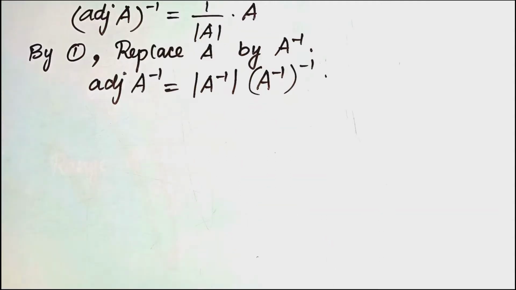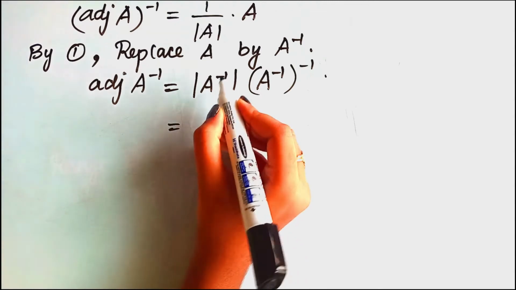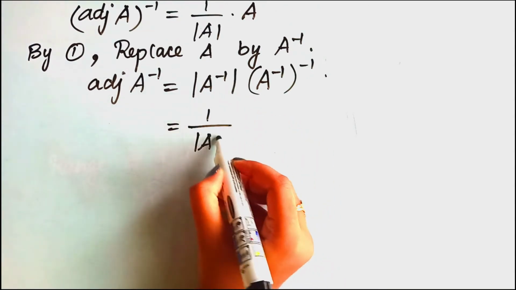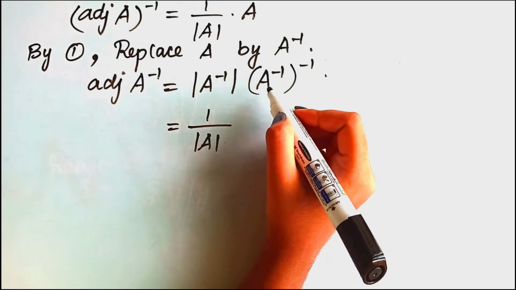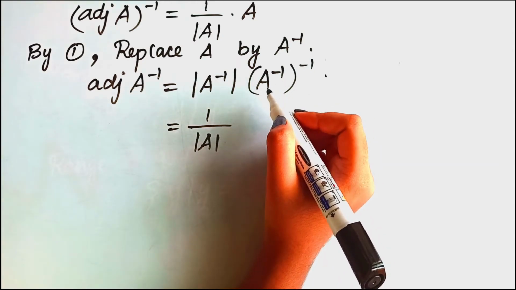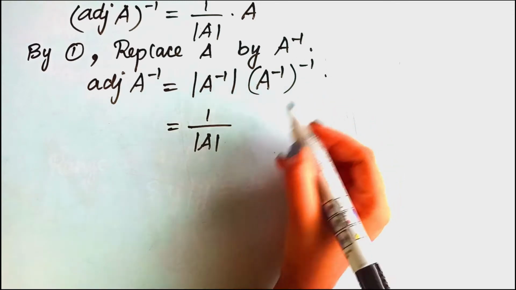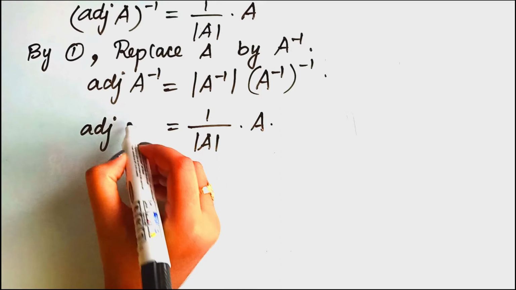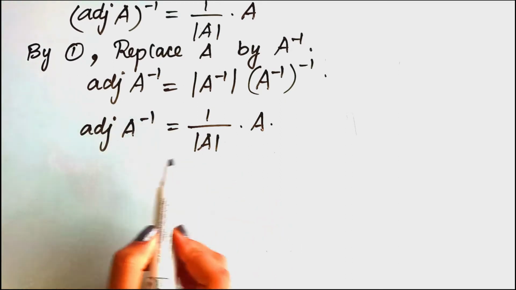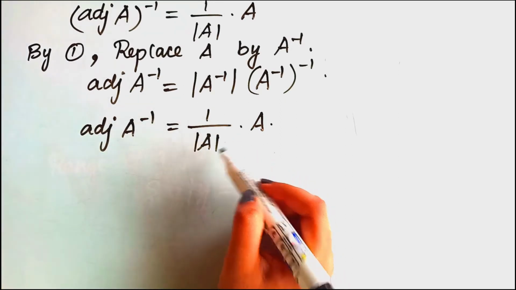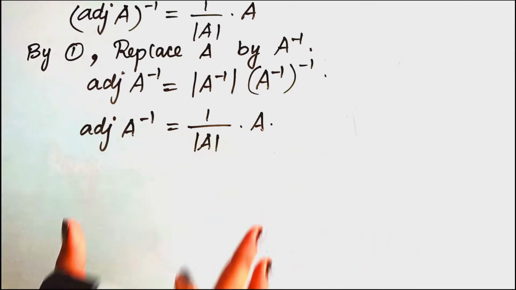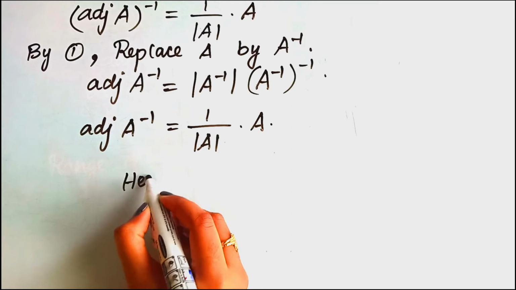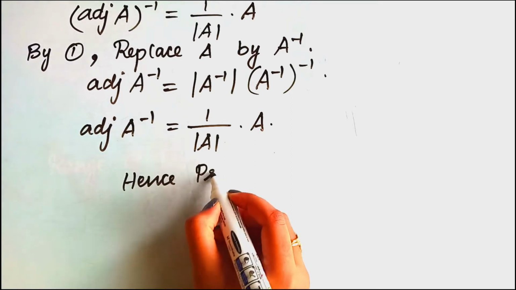Now determinant of A inverse can be written as 1 divided by determinant of A, and then by the law of double inverse, A inverse, the whole inverse can be written as A, right? So adjoint of A inverse is equal to 1 divided by determinant of A into A. So this is the second part which we have to prove. We have proved it, therefore you can write it as hence proved.